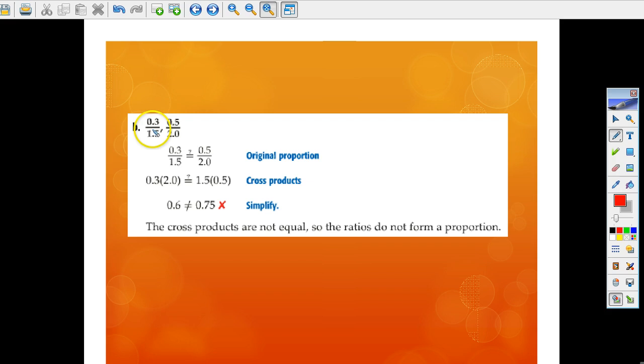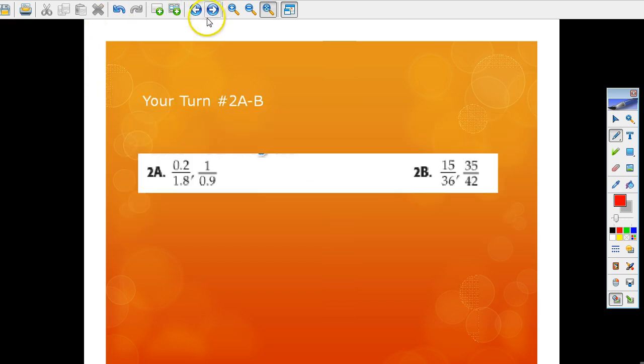So another example here, 0.3 times 2.0, does that equal 1.5 times 0.5? 0.6 does not equal 0.75, so no, they do not form a proportion. So here's your turn, 2a and 2b. Go ahead and cross multiply and see if they're equal. Write yes or no if they're equal or not.